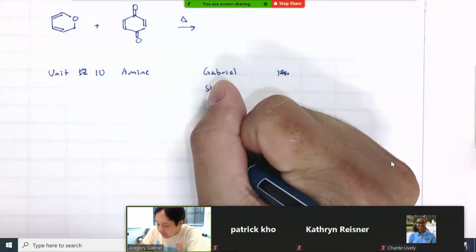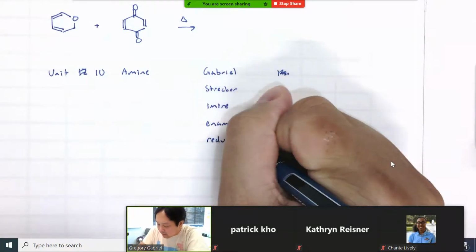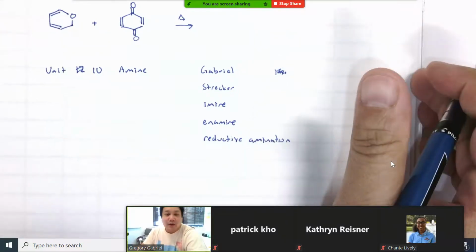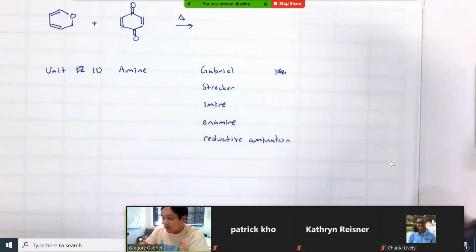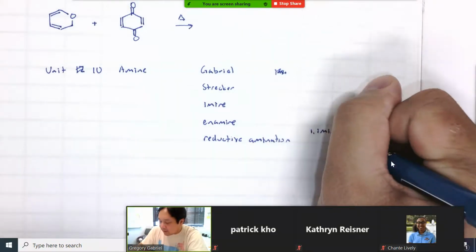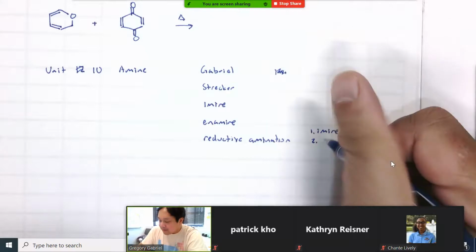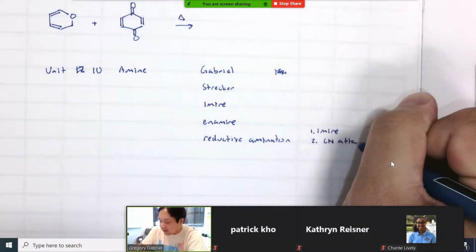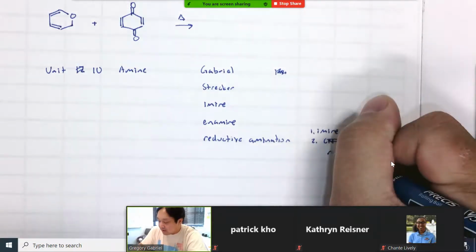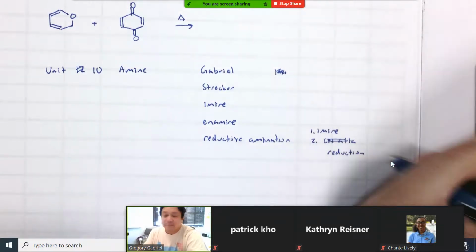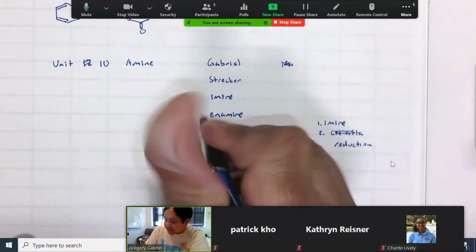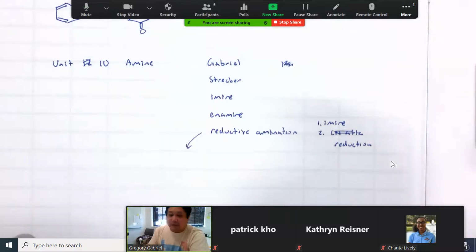Reductive amination. Why do I say this is newish? Because what is reductive amination? It's really just an imine formation, right? Imine formation, then CN attack. Oh no, not CN attack. Imine formation, then reduction. All right, you have a day to study. Let me give you an example.